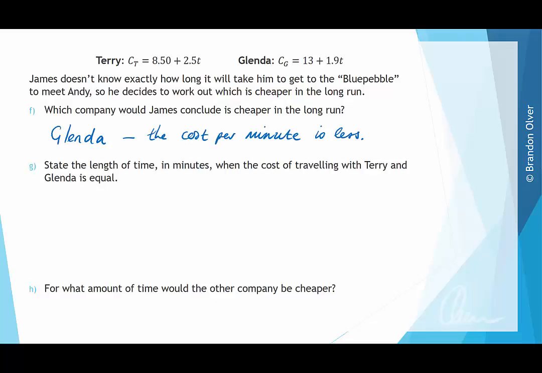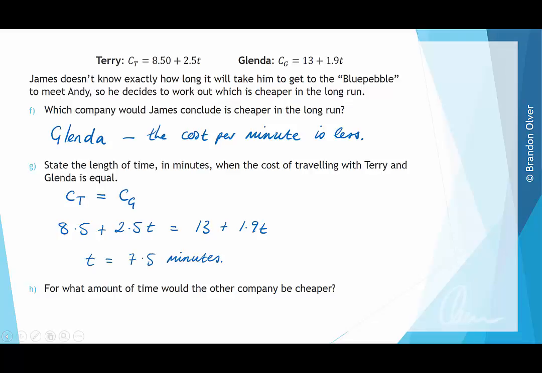For part G, we want to state the length of time in minutes when the cost of travelling with Terry and Glenda is equal. So to do that, because we've both got cost in terms of an expression involving time, we can just equate those two expressions. So what I mean is we can just find out when the equation C_T is equal to C_G. So that means we're solving 8.5 plus 2.5t is equal to 13 plus 1.9t. And now if you go ahead and solve that, you'll find that t is equal to 7.5 minutes.